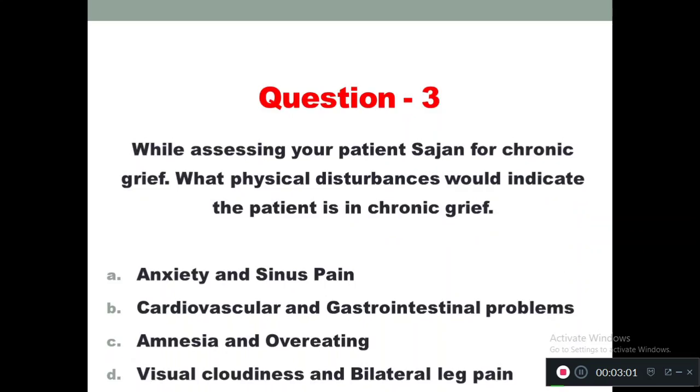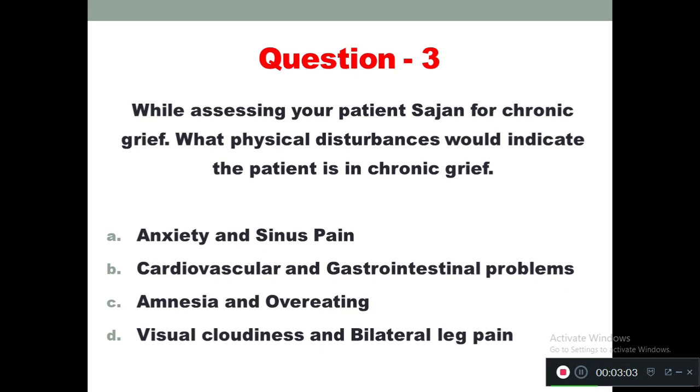Question number 3. While assessing your patient, a survivor of chronic grief, what physical disturbances would indicate the patient is in chronic grief? Option A, anxiety and sinus pain. B, cardiovascular and gastrointestinal problems. C, amnesia and overeating. D, visual cloudiness and bilateral leg pain. The survivor is in chronic grief.